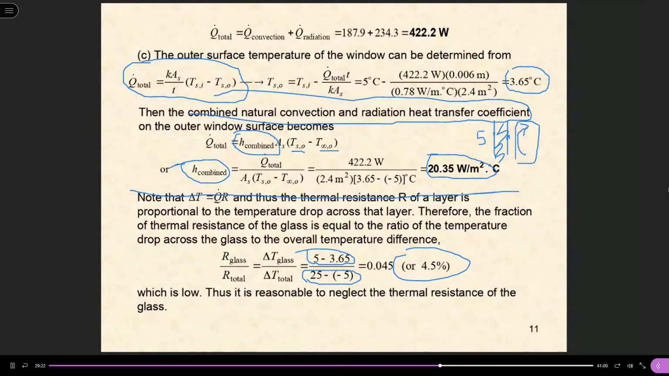I'm not sure this is the right way to assess the error, whether you include the glass or not. If you ignore the resistance of the glass, what should be the error of the calculation?